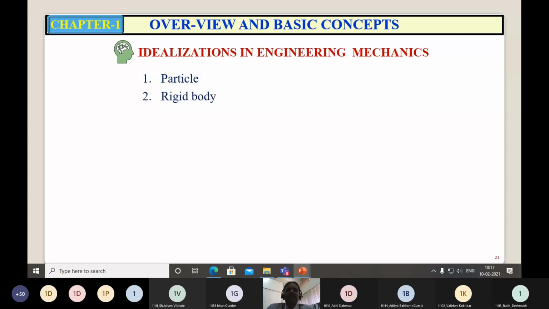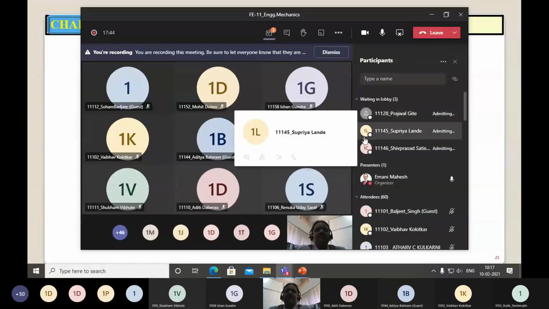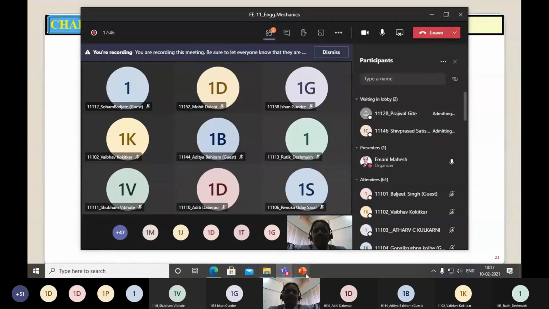Then rigid body. It is already studied. So rigid body is an idealized concept because in the universe there is no body which is 100% rigid. All bodies are deformable bodies. But for practical purposes, if the deformations of the body under the action of applied forces are very small as compared to the overall dimensions, we are neglecting those deformations, saying that the body is a rigid body. Okay.